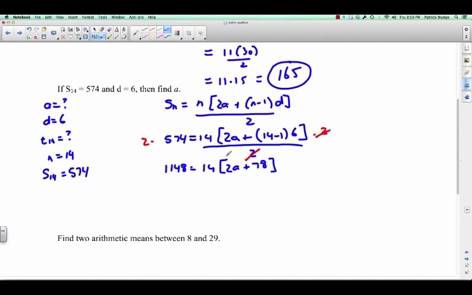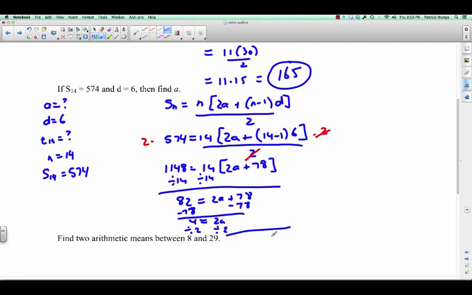Okay, you could do mountains here. That's fine. Go for it if you want. Or if you want, you could divide by 14. Either way will work. If you divide by 14, you get 82, and you're left with 2a plus 78. Take away 78, take away 78. 4 equals 2a. Divide by 2, divide by 2. You get your final answer, a equals 2. So the first term in this series is 2, and then you go up by 6. You go 2 plus 8 plus 14 plus 20, and when you add all 14 of those numbers together, the sum would be 574.